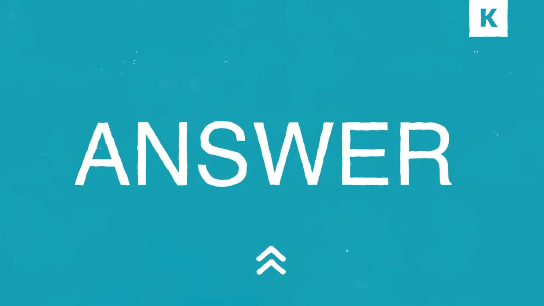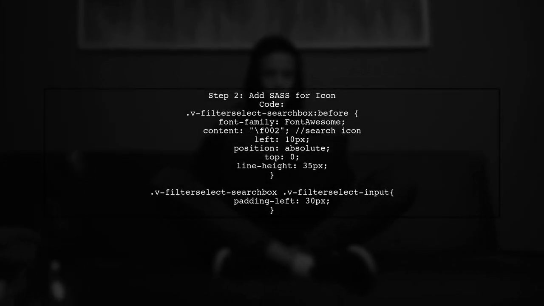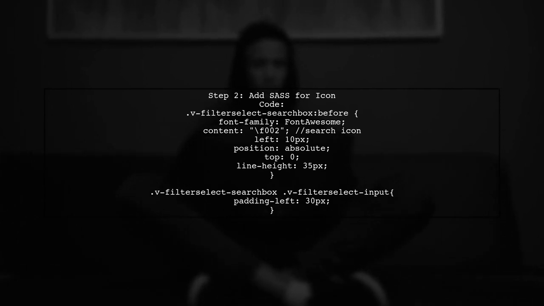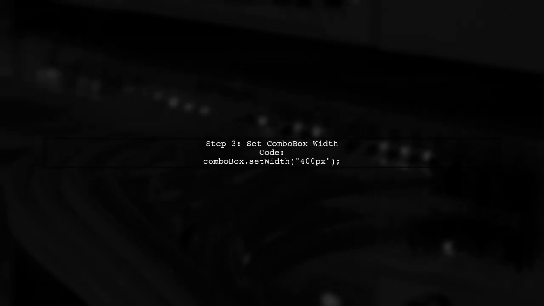Let's now look at another user-suggested answer. To add a search icon in a Vaadin combo box, you can use CSS from the Vaadin icons page. First, create a combo box and add a style name for the search box. Next, you'll need some Sass to style the search icon. Use Font Awesome for the icon and adjust its position. Make sure to adjust the offset values for proper alignment and set the combo box width explicitly.